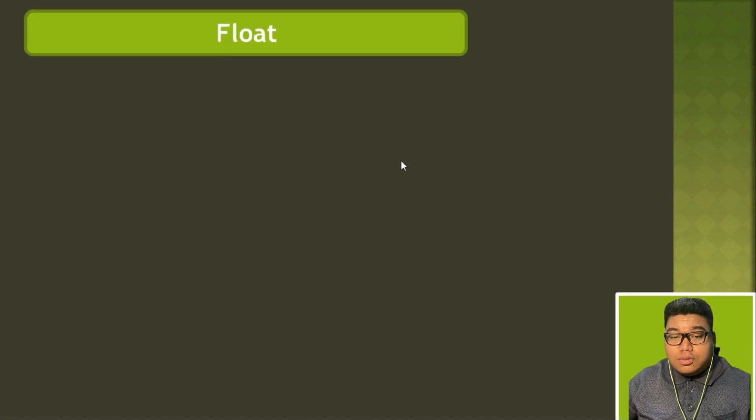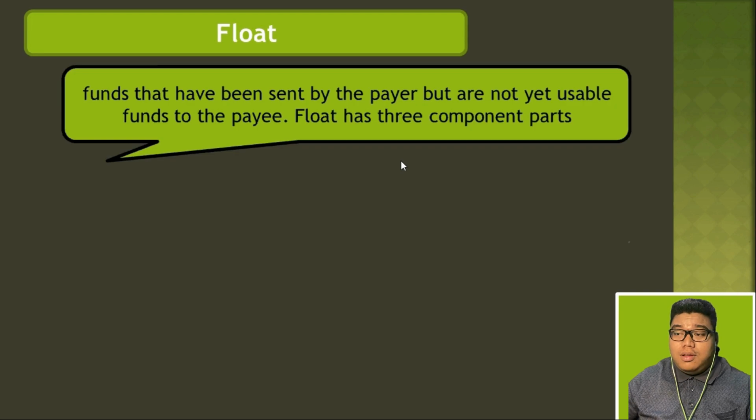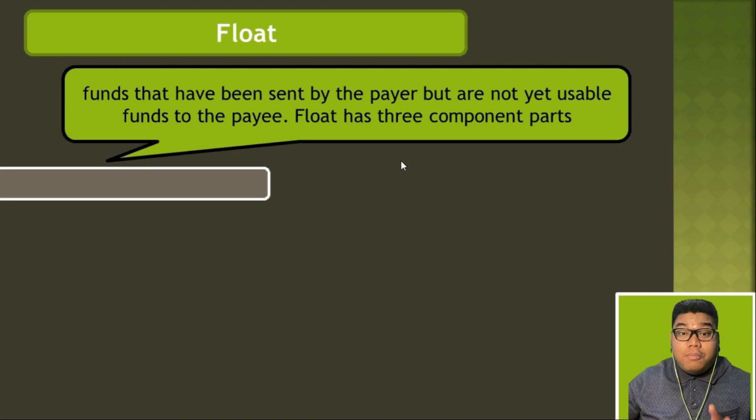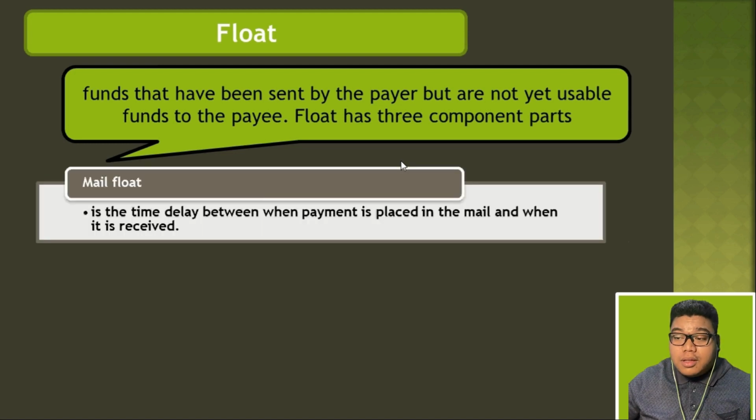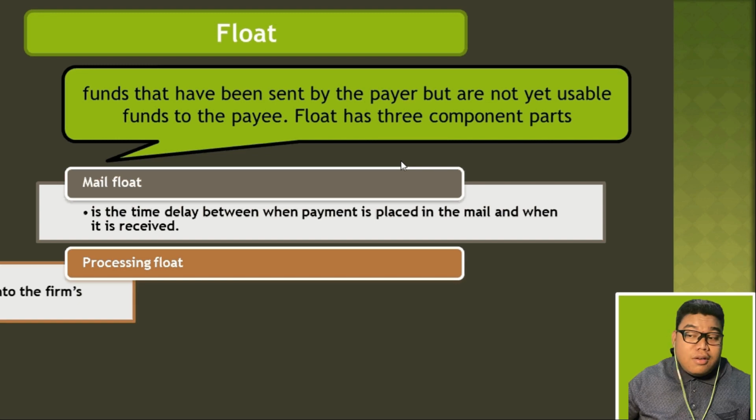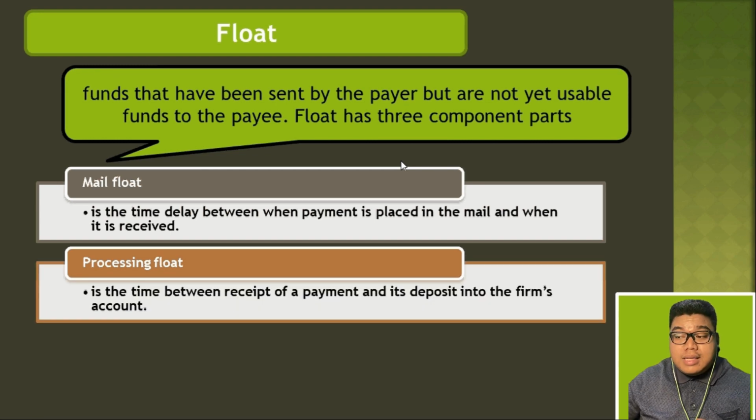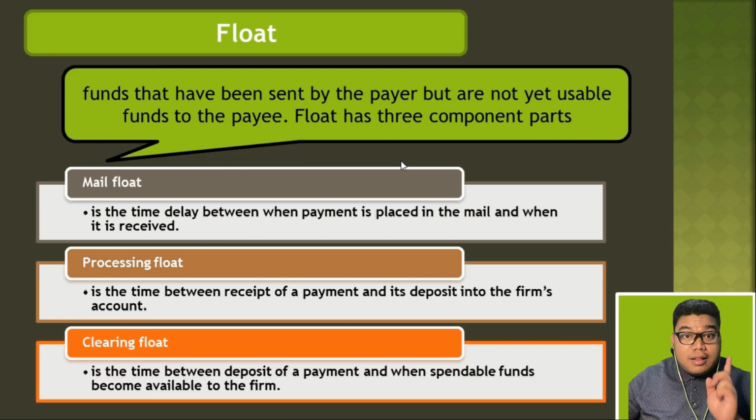Float. So now we go to float. What is float? Float would represent funds that have been sent by the payer but are not yet usable funds to the payee. So float actually has three component parts. That is mail float, the delay when payment is sent until it is received. Processing float would be the time between the receipt of payment and its deposit to the firm's account, and clearing float, the time when the amount is actually deposited until it is cleared from the bank.